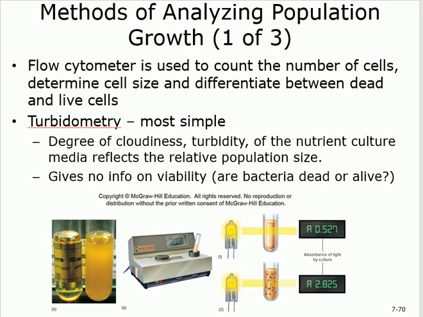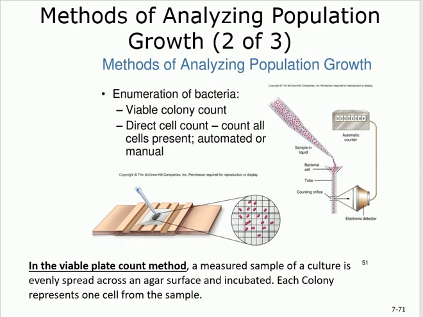There is something called a flow cytometer, a cytometer that counts the cells. It determines the size and differentiates. This machine can differentiate between dead and live cells. The most simple method is turbidometry, and this is another way to see these viable bacteria.